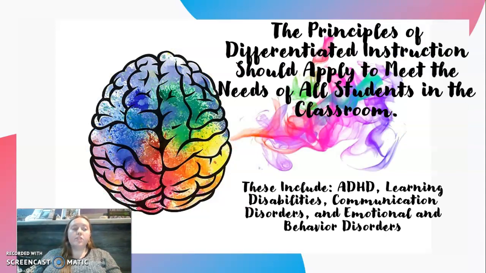The principles of differentiated learning should apply to meet the needs of all students in the classroom. These include ADHD, learning disabilities, communication disorders, and emotional and behavior disorders. So in the classroom, differentiated curricular content and instructional processes, requirements as well as assessment practices can promote success in the curriculum. An example could be providing a visual example alongside the oral instructions. Another good example would be using gestural, verbal, or visual cues.